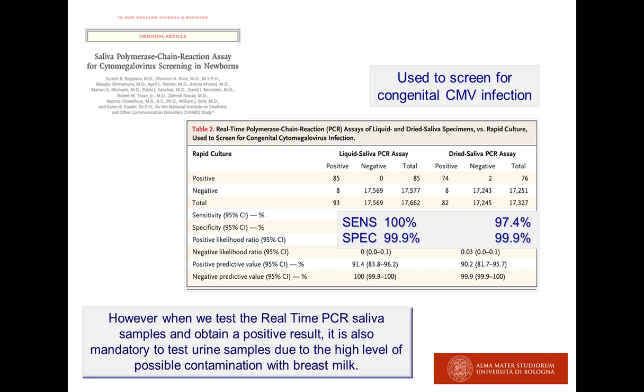And the results that we obtained from the Alabama group, from Suresh Boppana in 2011, the published data were very important because the group recognized a very high sensitivity, 100%, and very high specificity for the saliva sample used to screen for congenital infection. However, when we test the real-time PCR saliva sample and obtain a positive result, it is also mandatory to test a urine sample due to the high level of possible contamination with breast milk.